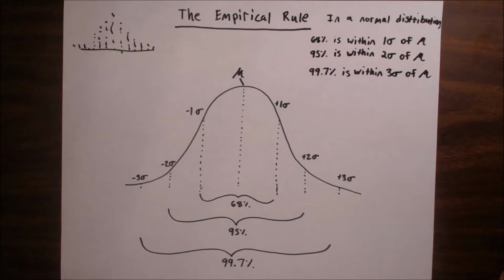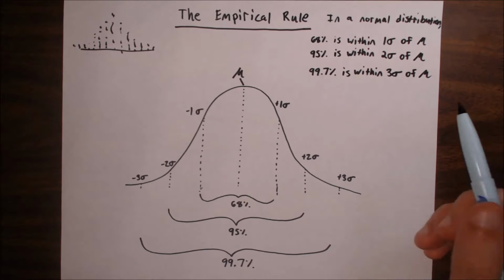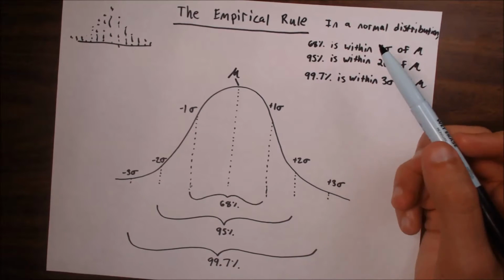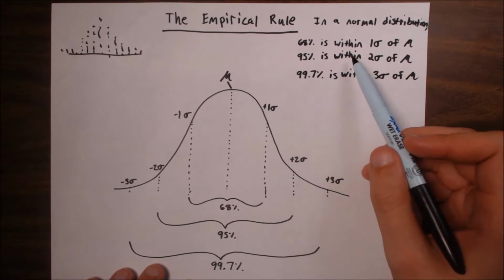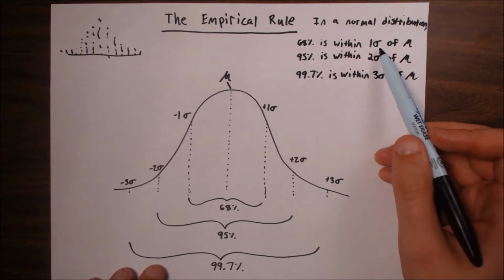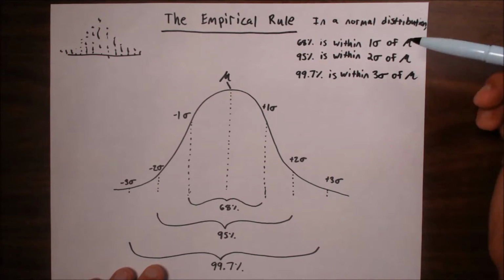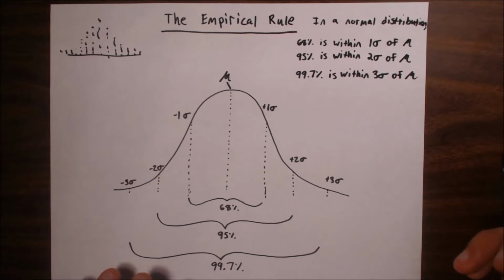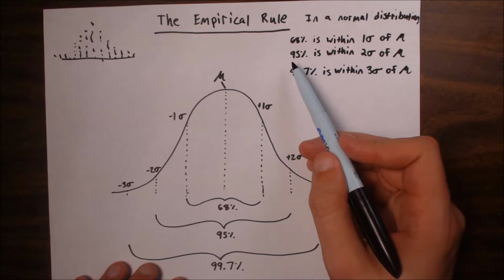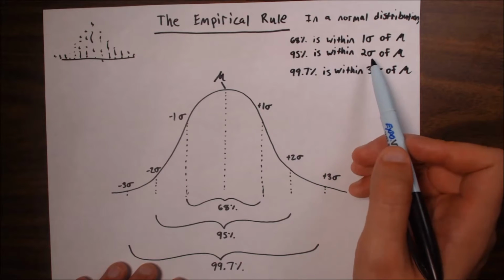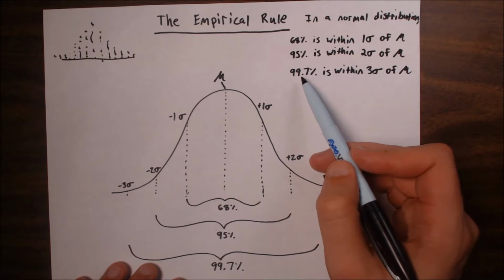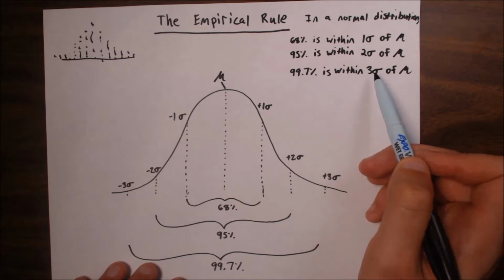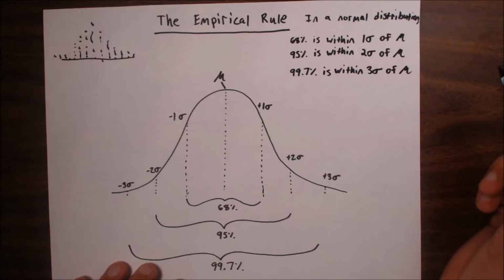The empirical rule describes that distribution like this. It says in a normal distribution, 68% of the data is within one standard deviation of the mean. This symbol mu, a Greek symbol, means mean or average. 95% of the data is within two standard deviations of the mean, and 99.7% of the data is within three standard deviations of the mean.